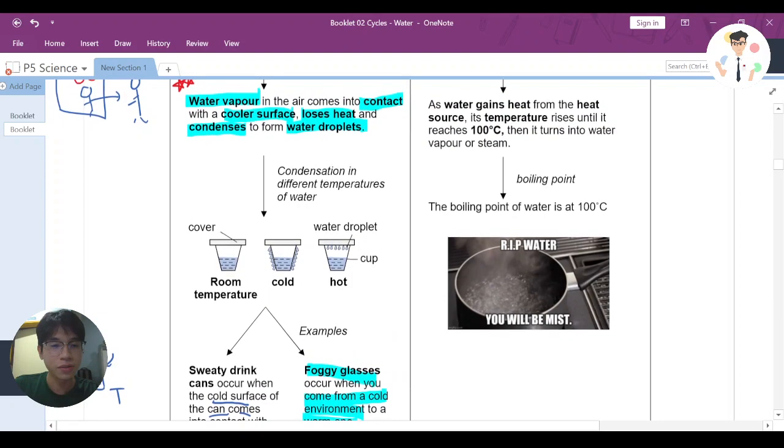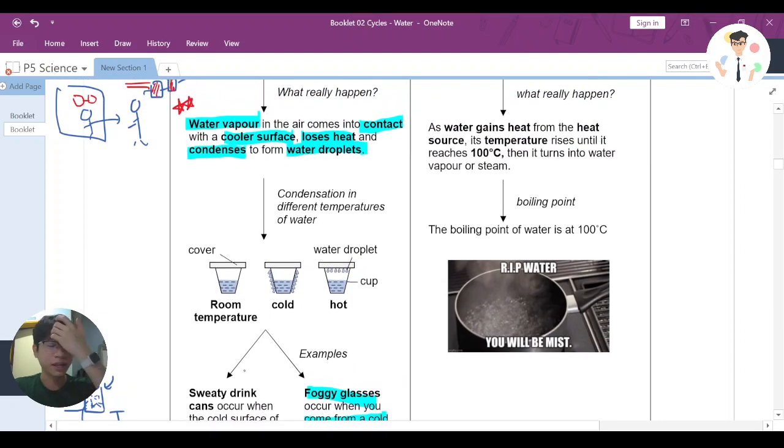Condensation can also differ with different temperatures of water. Let me come back to this one. When it comes to room temperature, this is a cup, and I put a cover here, nothing happens. But if it's cold water, as I mentioned, there are water droplets forming outside of the cup. But interestingly, why, when it's hot, is the water droplet inside? Why?